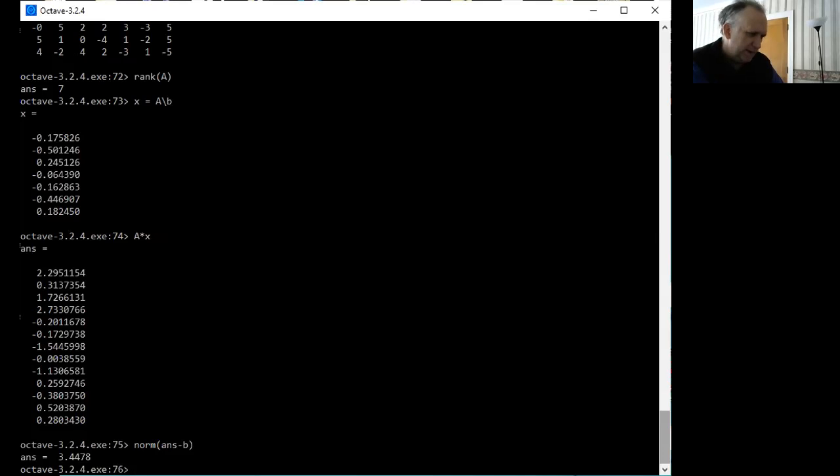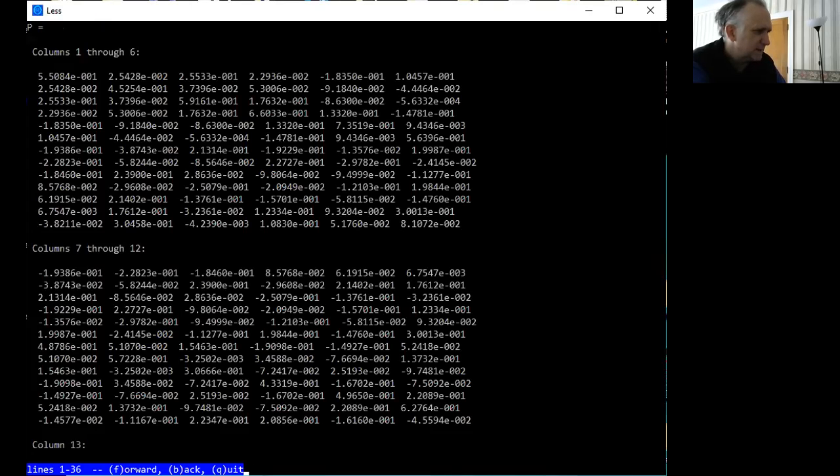Now, remember the projection matrix P is equal to A, what is it? A times the inverse of A transpose times A, then A transpose. You don't need to put spaces. Sometimes I do and sometimes I don't. It's up to you. There's the projection matrix. Ooh, I meant to suppress it. Well, there it is in all its glory.